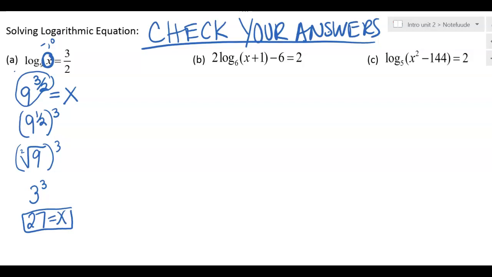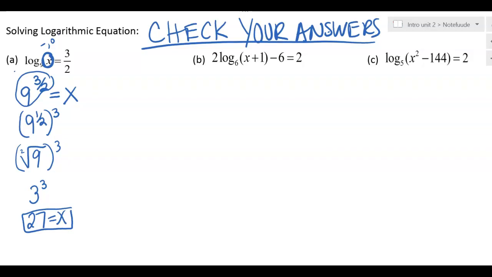So is 27 an okay answer? Yes, I put it back in and my problem says log of 27. I don't even know if it's right, but I know that it's not like extraneous. I didn't make a false solution, okay? So we're now gonna move on to part B. We checked our answer, so we're good with it.